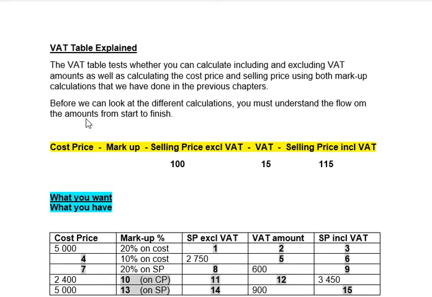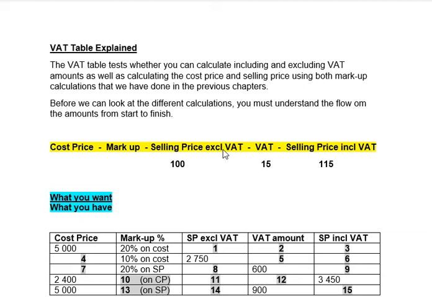Cost price, add the markup on cost price or on selling price. That will give you the selling price before VAT, excluding VAT. Then add in the VAT amount. And then lastly, selling price including VAT, after VAT is added, inclusive of VAT. That is the price that the customers will pay.